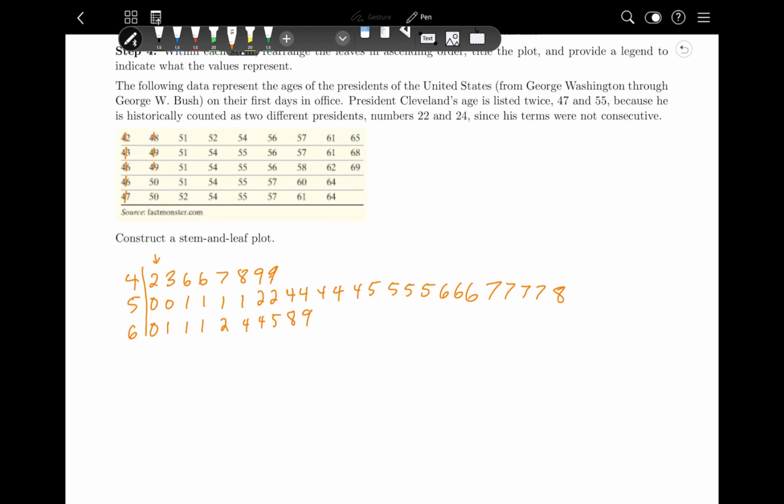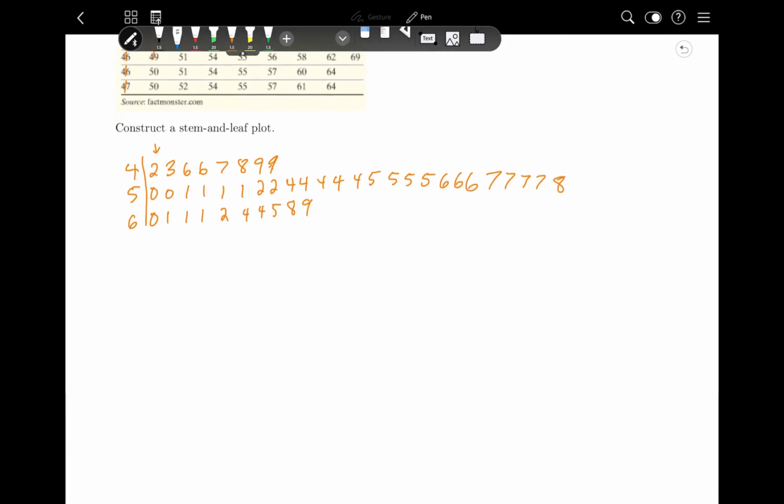Now, in this case, there are not very many stems. So what we might want to do is do what's called a split stem and leaf plot. And what we do is we split the data in half. So basically we end up with the stem 40s twice, 50s twice, and 60s twice. And in each one go five digits.